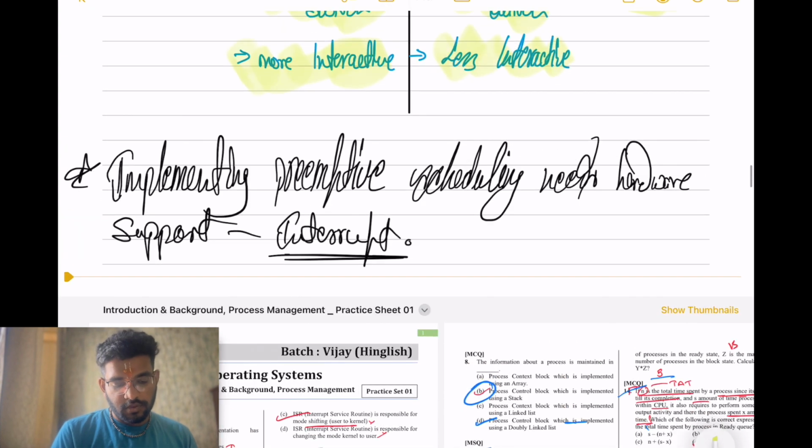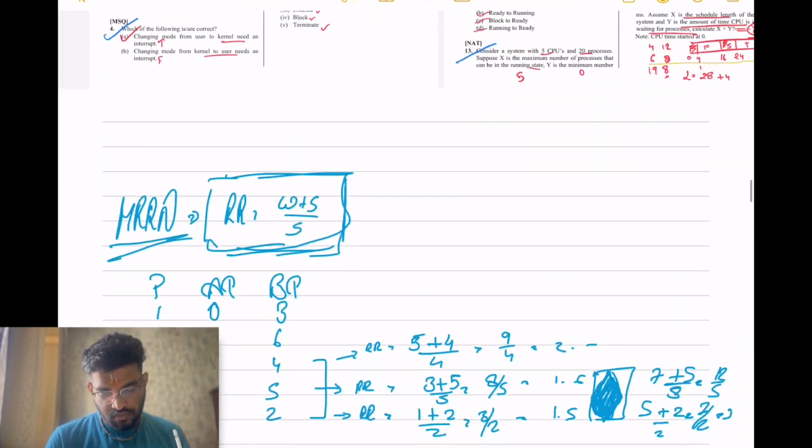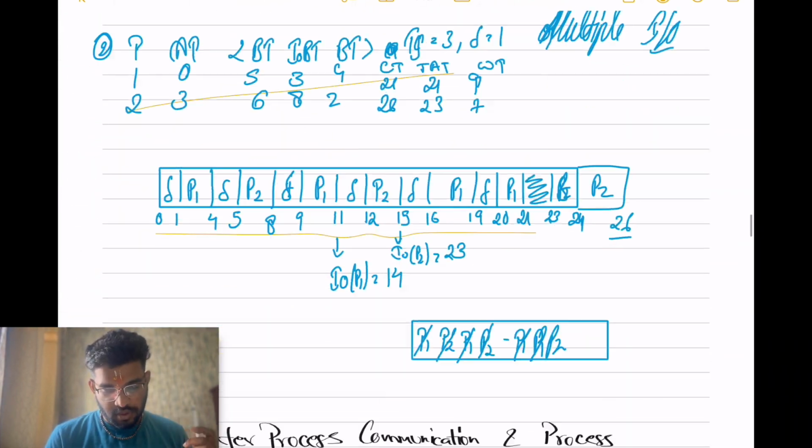And yeah, this point is important. Implementing preemptive scheduling needs hardware support. Basically, interrupts. Preemptive scheduling requires interrupts to do context switching. Basically, context switching is a privileged instruction and requires kernel support. We won't be doing this.